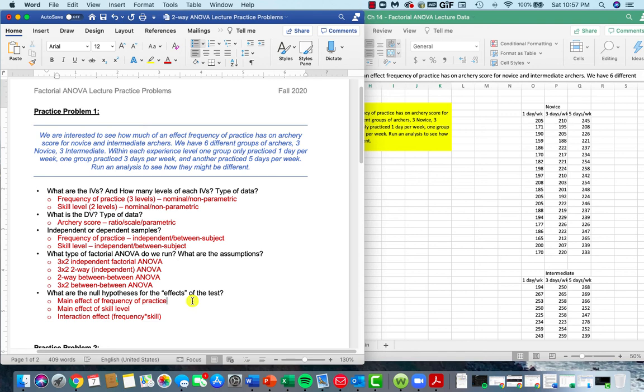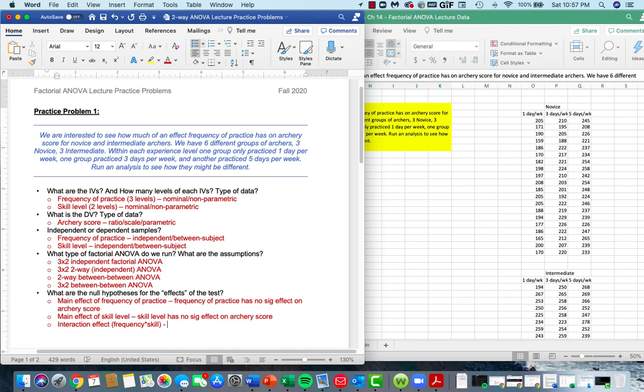So the null hypothesis for the main effect of frequency of practice is basically just going to say that frequency of practice has no significant effect on archery score. Okay. Similarly, when we look at skill level, skill level has no significant effect on archery score. Okay, you could also phrase it the difference between the means wording if you like, totally fine. My preference is identifying effects, so either way works.